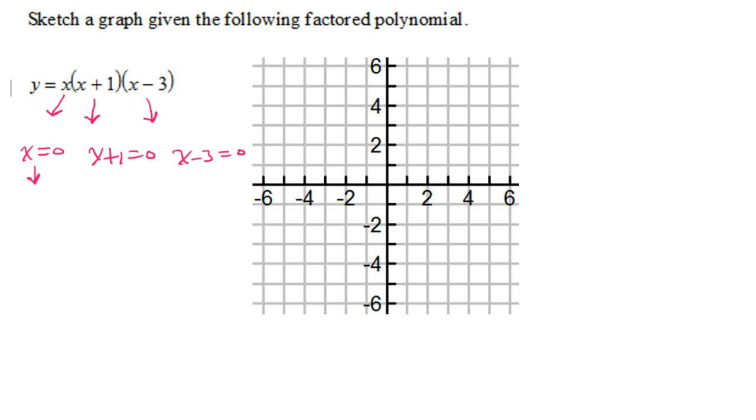I'm not sure why I drew an arrow on that one, because this is done. X equals 0 is one of the x-intercepts. And here I would get x equals -1. And here I would get x equals 3. So I have 0, -1, and 3. Okay, so here's 0, -1, and 3.